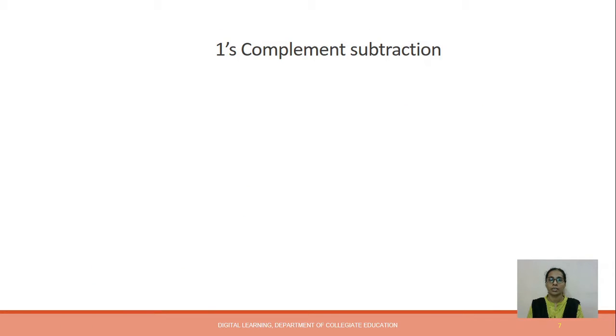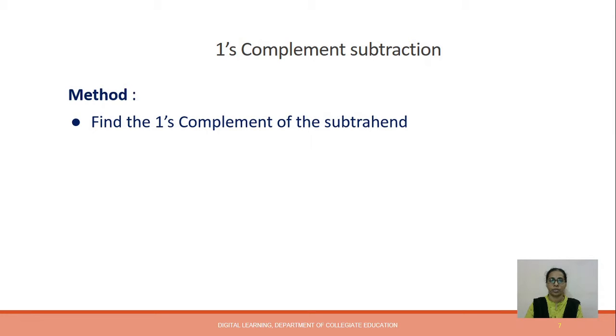Ones complement subtraction. For adding two binary numbers, we can perform addition directly. But while performing subtraction, if you use ones complement or twos complement, we can convert the subtraction into an addition. So here, the method of performing ones complement subtraction is like this. First find ones complement of the subtrahend, then add this with the minuend.